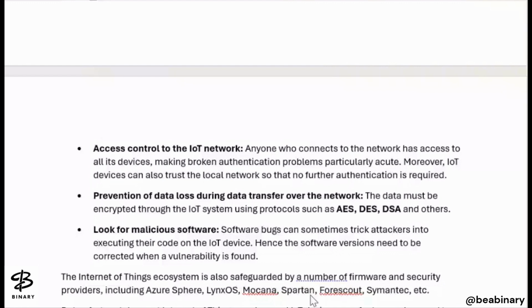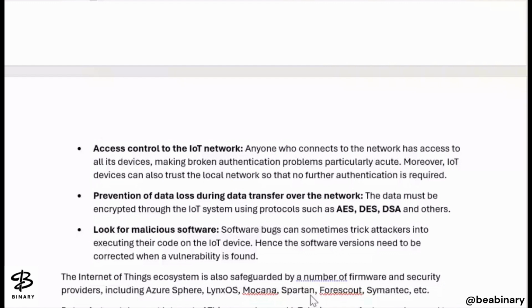Now, look out for malicious software. What is that? Software bugs can sometimes trick attackers into executing their code on the IoT devices. What do attackers do? They execute their code in a particular software and use that software. Hence the software versions need to be corrected, right? There should be version control when a vulnerability is found.